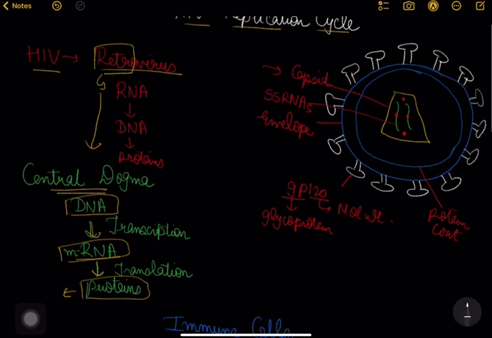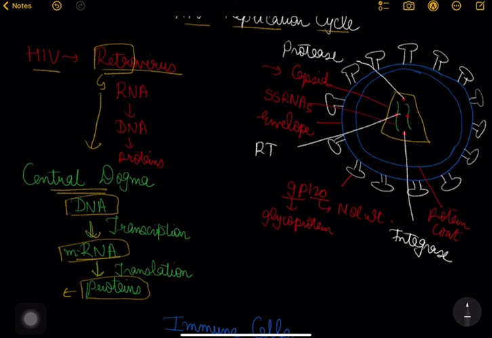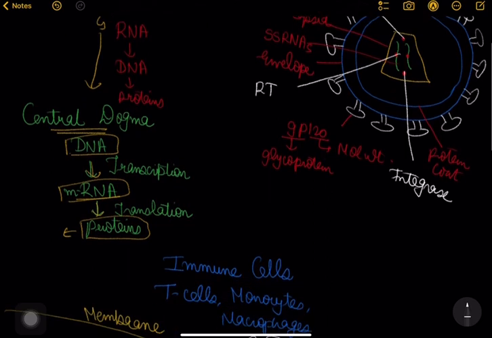Okay, let me label them also. This is reverse transcriptase enzyme. This is integrase enzyme. And finally, the third one is protease enzyme. All of the functions we are going to see soon enough, right? Now, remember this GP120? It is the most important part.